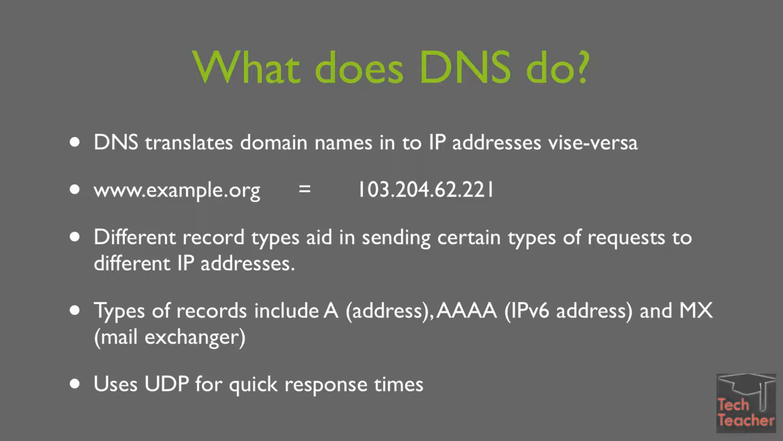DNS uses UDP instead of TCP because UDP offers quick response times, and DNS doesn't need the redundancy and error checking that TCP provides.